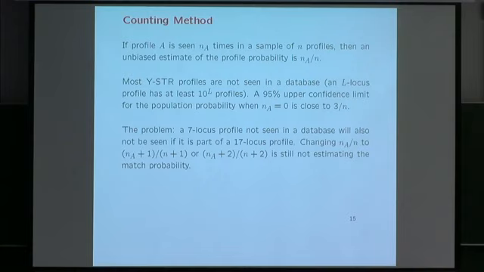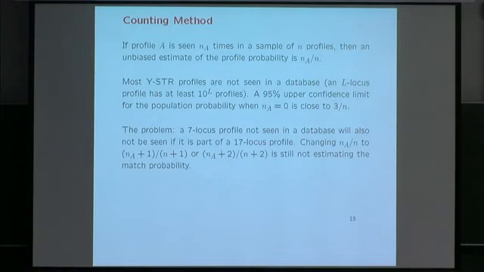We might say, well, if we don't see it, we could at least put a confidence upper bound on the population proportion, and the 95% limit is approximately 3 over the sample size. The problem with this approach is that we'll get the same answer no matter how strong the evidence is. We might find the 7 locus profile is not in the database, and if those 7 alleles don't occur together, then a 17 locus profile won't occur either.